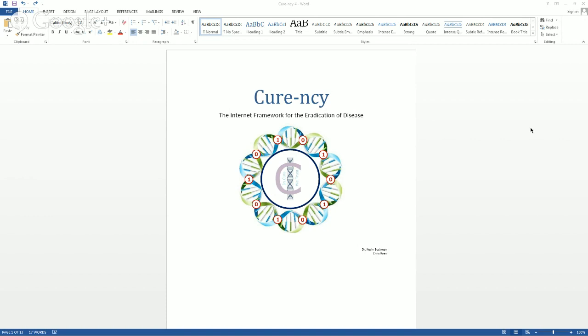But what I do have an opinion on is this. This is how we can help get this database created by using market-driven force compensation. So here's Cure-ncy.